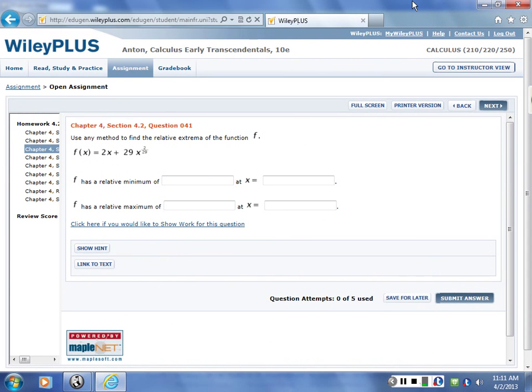Okay, so let's look at this one. This is number 4.2, number 41. This one's actually easier than the one I did in class, when we had to factor out like a negative 1/5 or something. There's actually no factoring here. You're just solving. Hopefully, is that a 7 or a 2? 2 over 29, right?